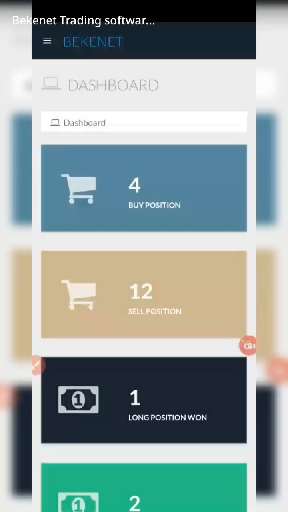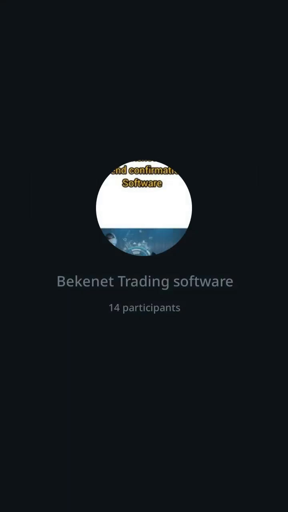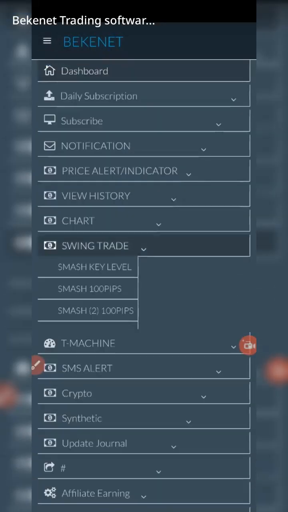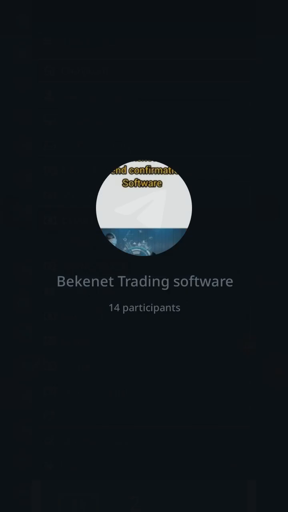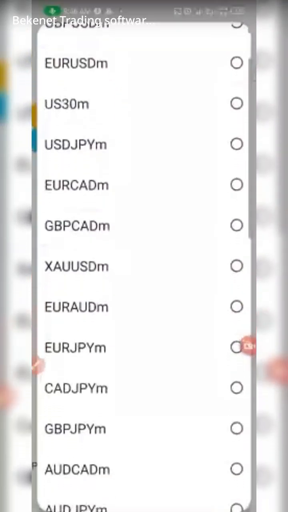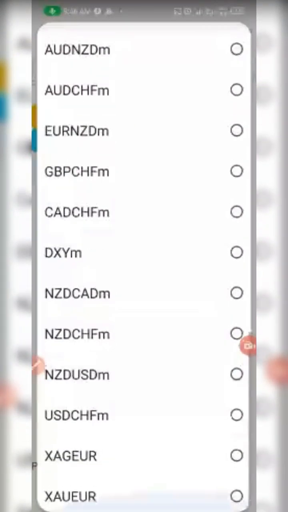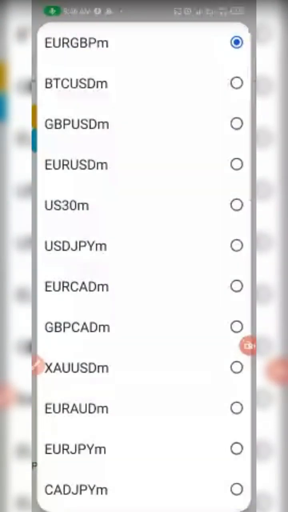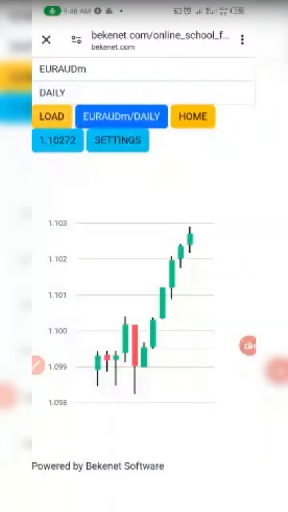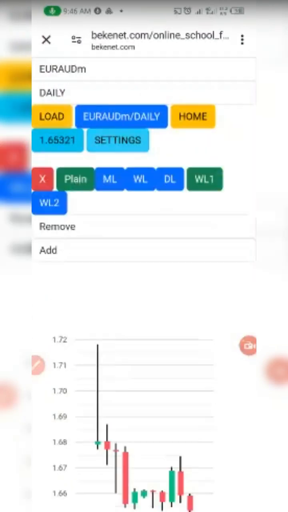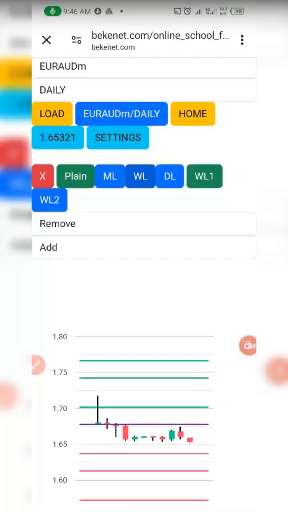So how do you see this support and resistance? That is where the inbuilt chart comes into play. Once you get your signal, let's say we got our signal for a sell, let's use that euro. You come here, click on this chart, select that euro odd, and click load. You see the name appearing here. You click here, click WL. Once you click WL, you see a key level that is going to apply.